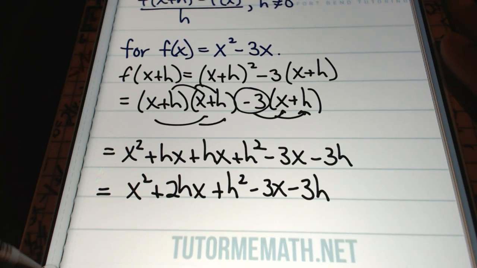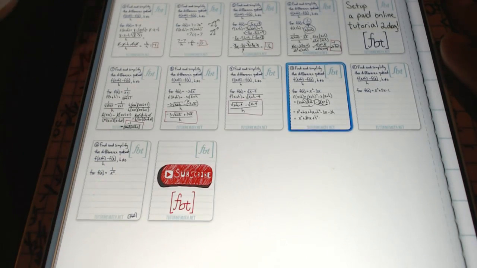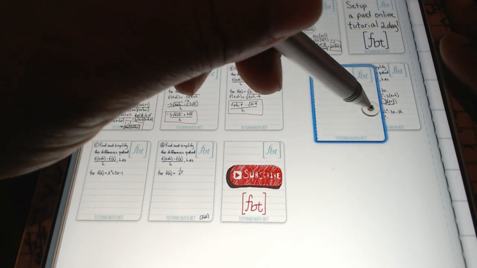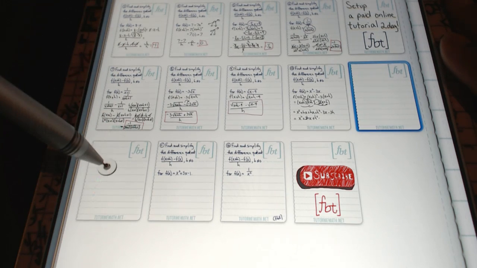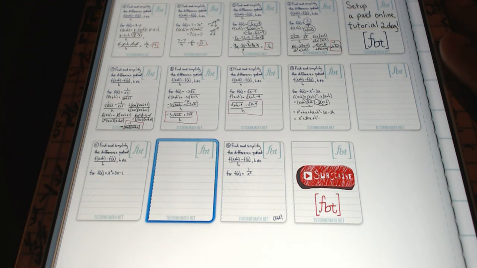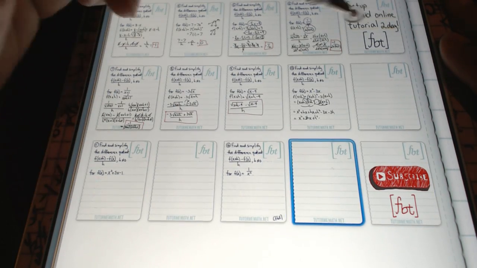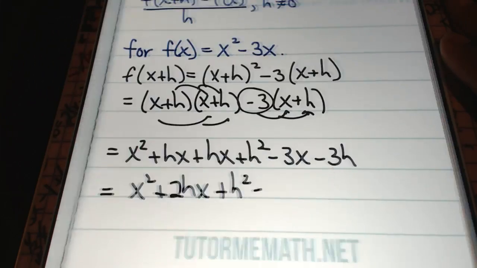And I'm going to need some more room here. Let's go ahead and insert a page. There we go. I may need another page for the next problem after that. Let's go ahead and hook all this up. I should have been better prepared.